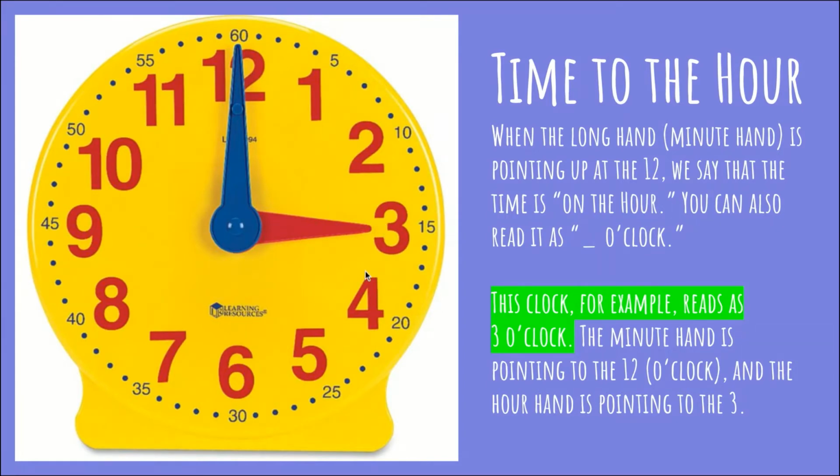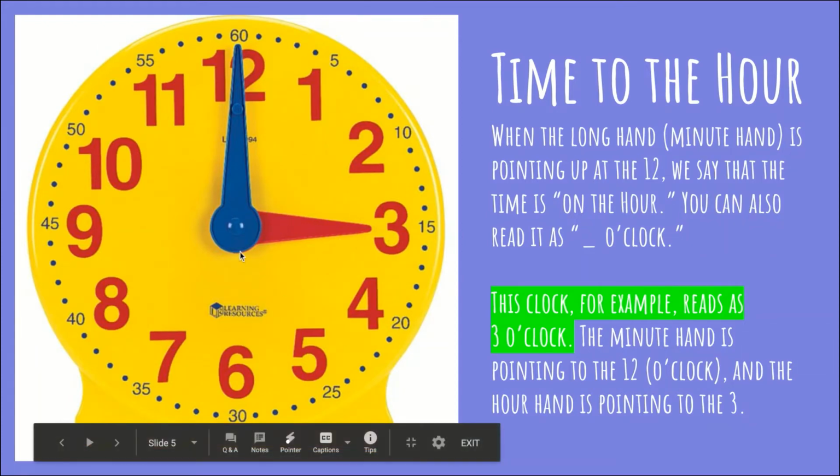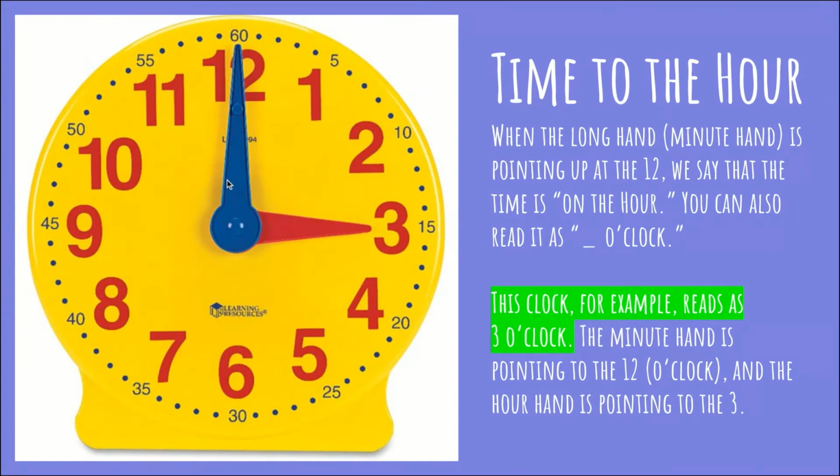So telling time to the hour is super straightforward. The minute hand will always be pointing up at the 12, and the hour hand will be pointing at whatever the hour is. So in this case, it's 3 o'clock. If my red short hand were pointing to the 5 and the blue long minute hand were still pointing to the 12, it would be 5 o'clock, and so on, okay? So time to the hour, really straightforward. Minute hand, long hand points to 12. Hour hand, short hand points to a different number.